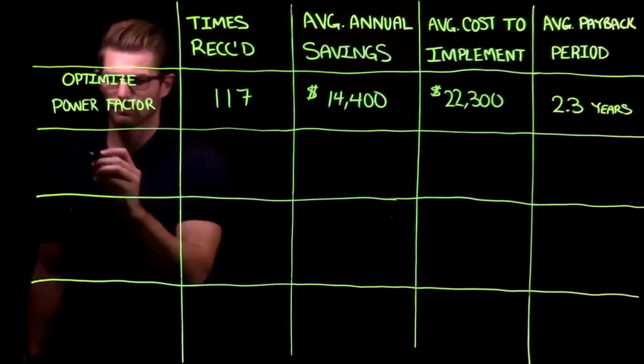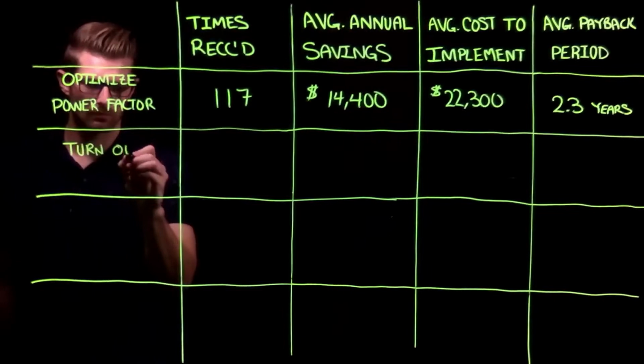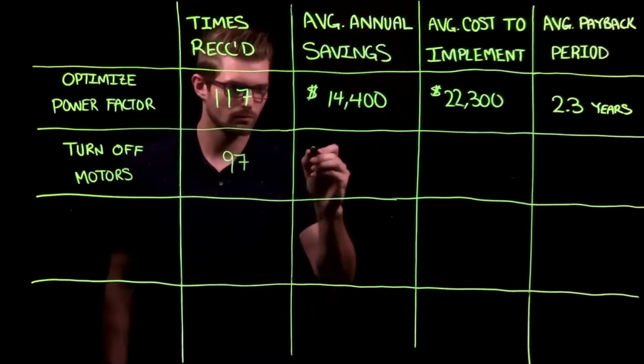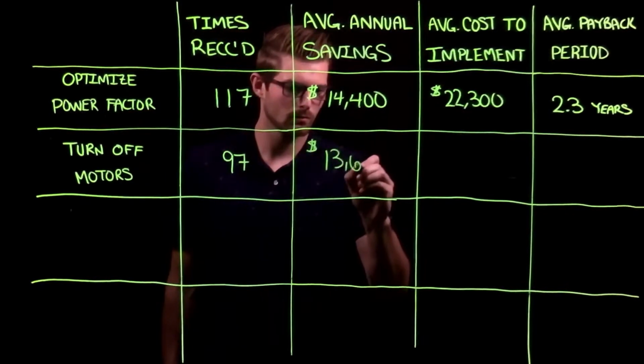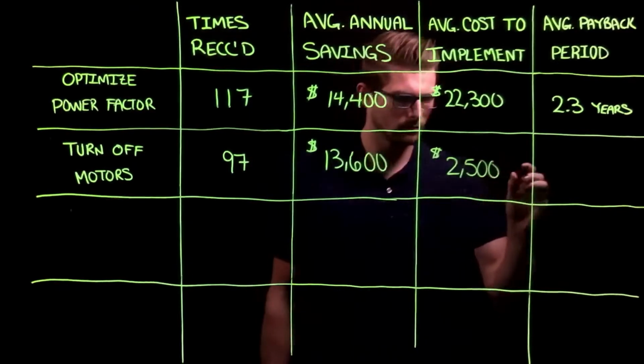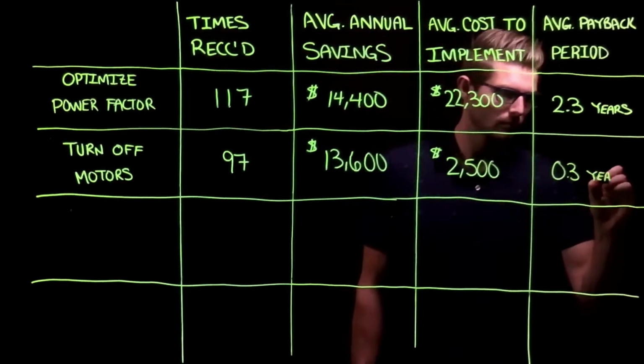This practice has been recommended nearly 100 times by different industrial assessment centers. The average annual savings seen by this recommendation are $13,600, and the average implementation cost is only $2,500. This practice pays back quick. An average time of only 4 months has been calculated.